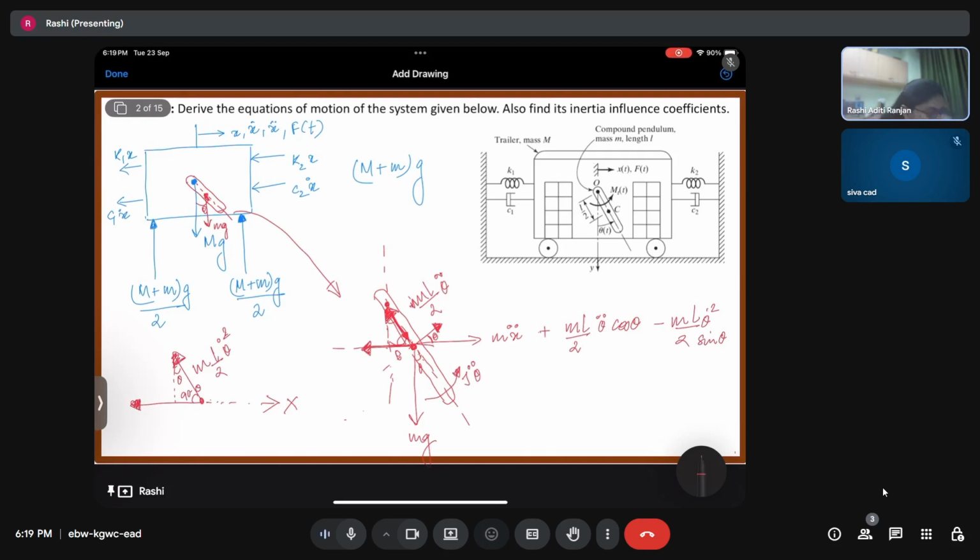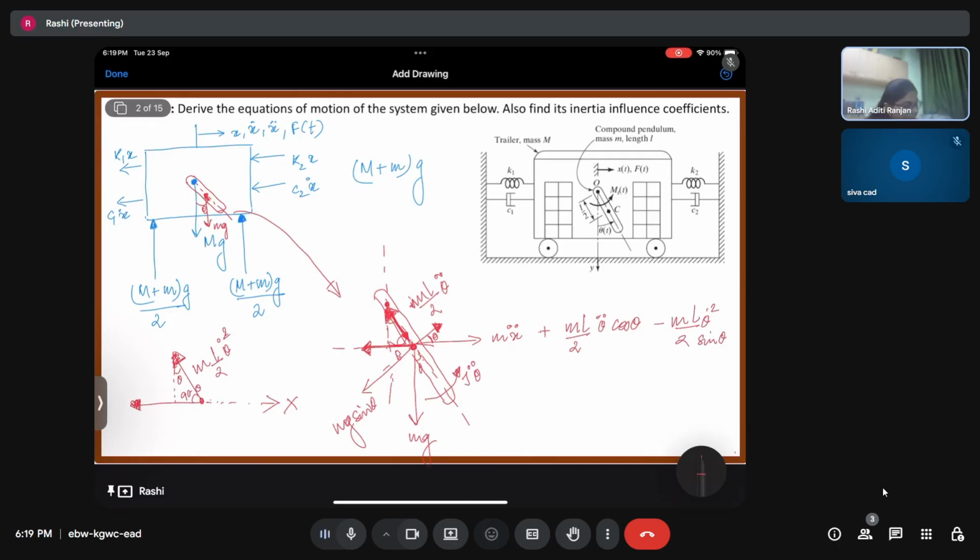Apart from that, if we look closely, in the direction of theta we have the sine theta component for the mass. mg is going to have a component in this direction, which is mg sine theta. Now this mg sine theta is going to cause a torque in the opposite direction of motion. Okay, and we have mx double dot as well, that is going to contribute.